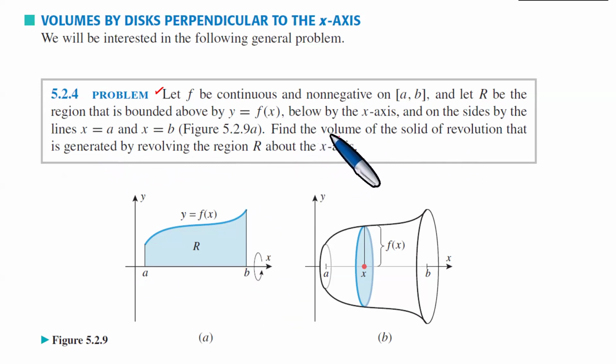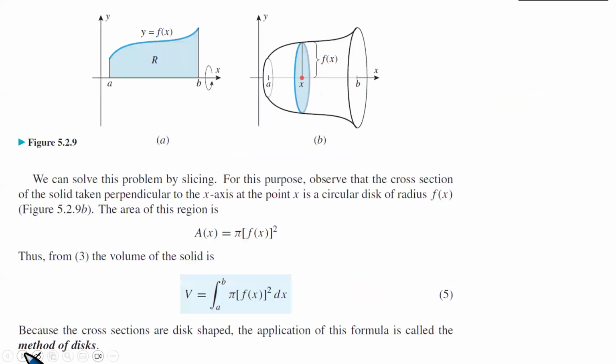The problem is to find the volume of the solid of revolution that is generated by revolving the region R about the x-axis. We have this region R, we want to revolve it about the x-axis, and if we do, we get this particular shape. Obviously it is from a to b, and we still have our a and b. So if we revolve it about the x-axis in this direction, we actually have that precisely, and we move forward.